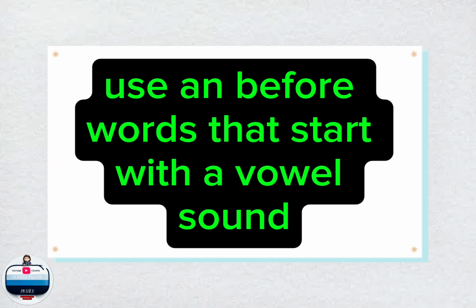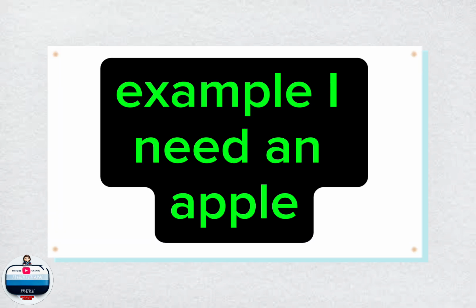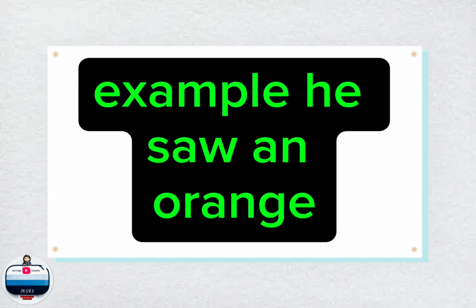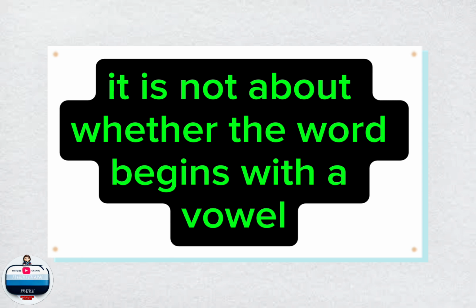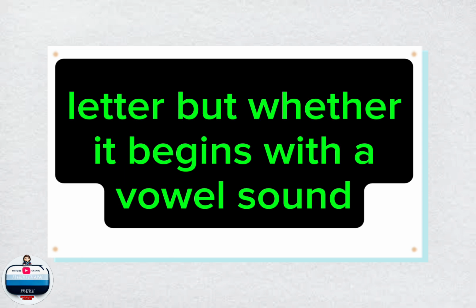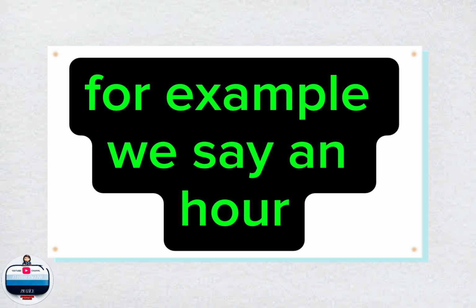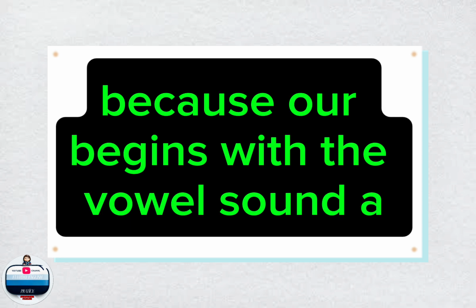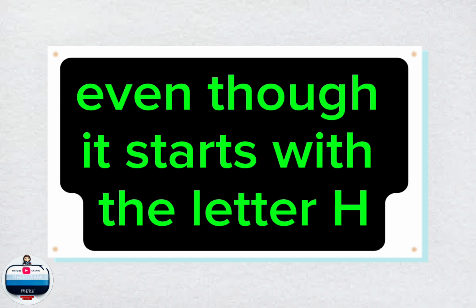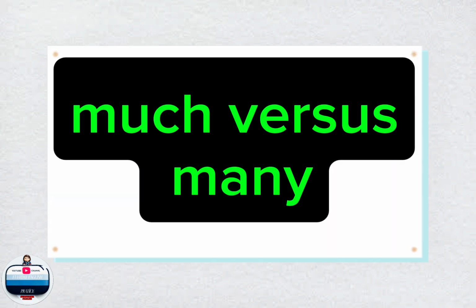Use an before words that start with a vowel sound. Example: I need an apple. Example: He saw an orange. Important: it is not about whether the word begins with a vowel letter, but whether it begins with a vowel sound. For example, we say an hour because hour begins with the vowel sound a, even though it starts with the letter h.